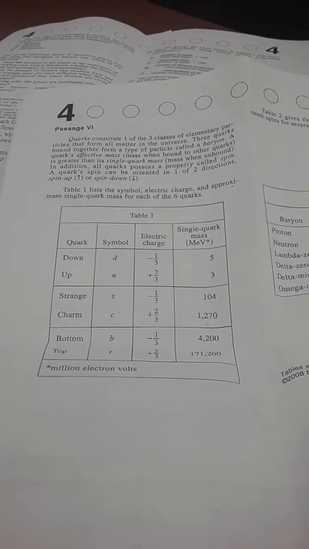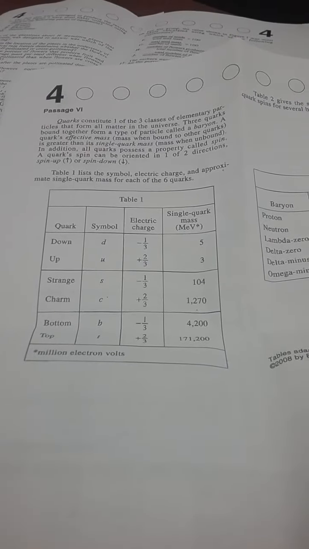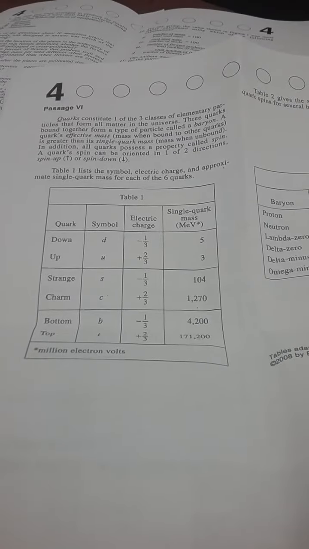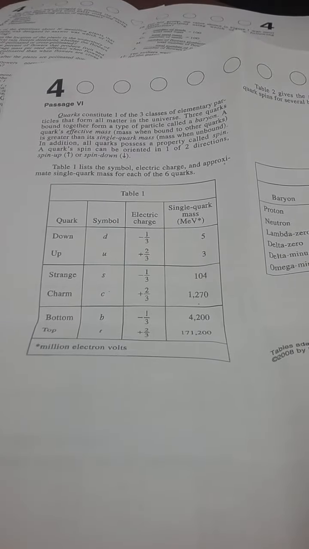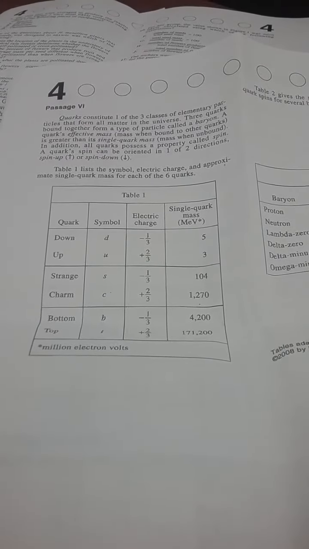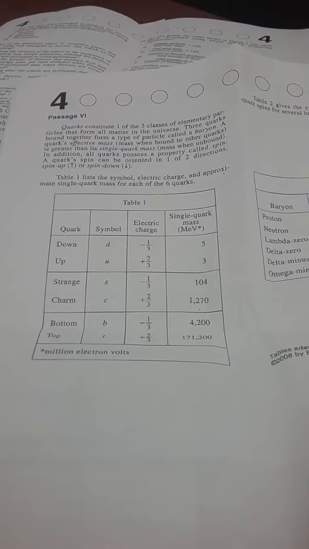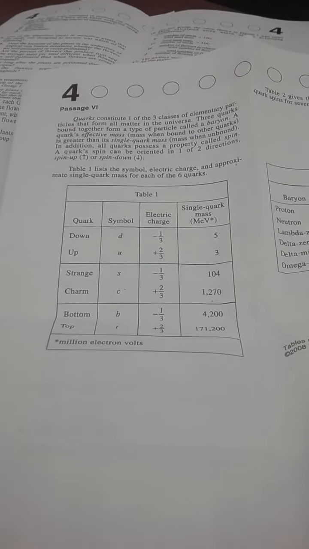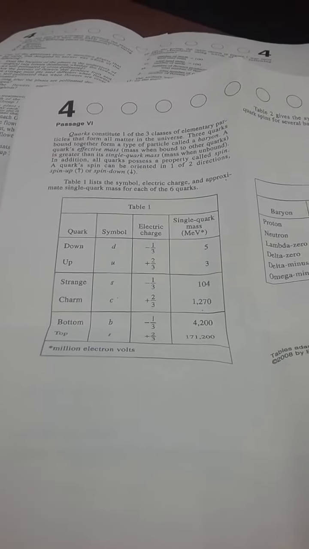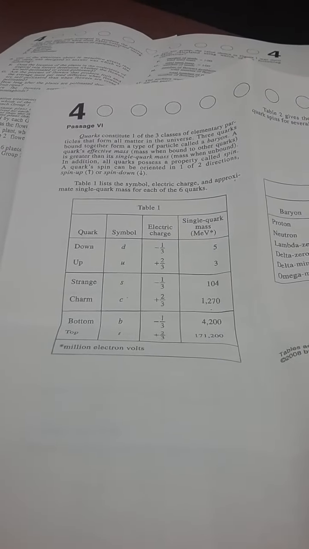Passage 6. Quarks constitute one of the 3 classes of elementary particles that form all matter in the universe. 3 quarks bound together form a type of particle called a baryon. A quark's effective mass when bound to other quarks is greater than its single quark mass when unbound.